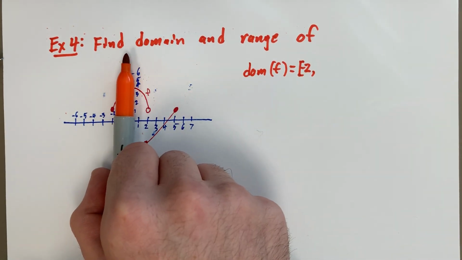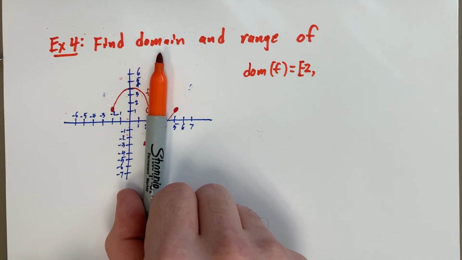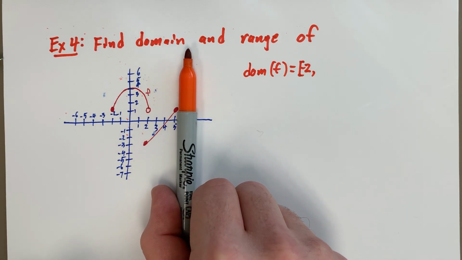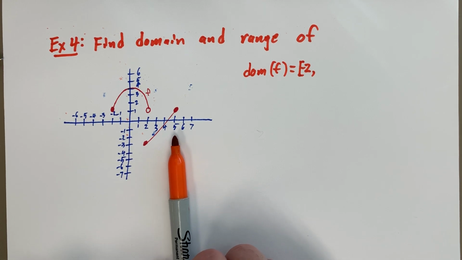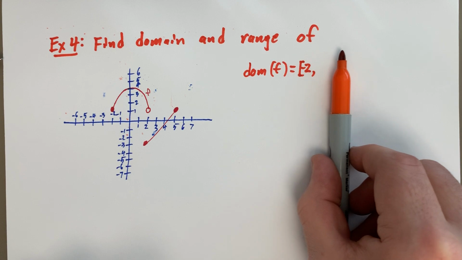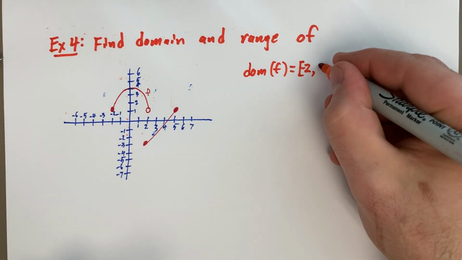So I can continue scanning, still touching the graph, still touching the graph. Even though I jump here, I'm still touching the graph. And then continuing along, I'm still touching the graph. And then I stop at x equal to 5. If I kept scanning this way, I'll never touch the graph again. So I stopped at 5. So I will write that.